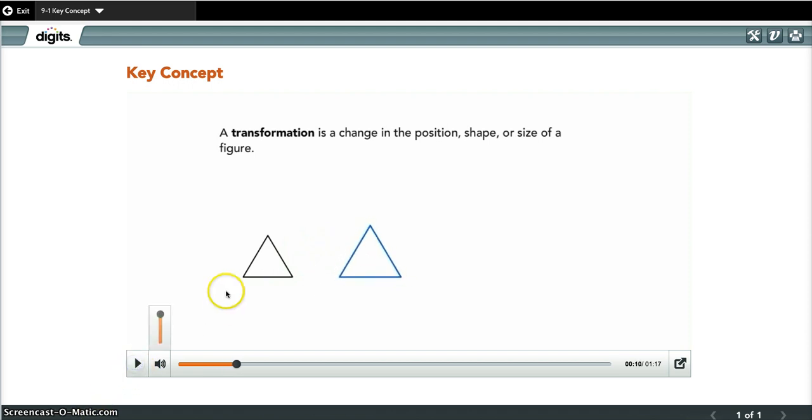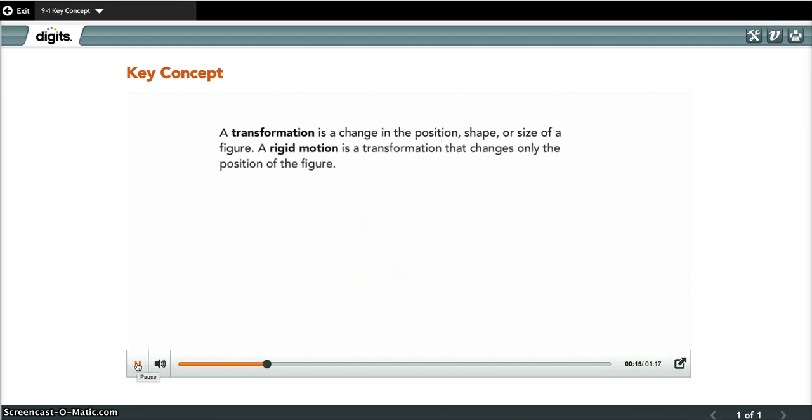So we have this original triangle here, and now we have a new triangle that is larger and in a different position than the first triangle. Here's your next vocabulary term. A rigid motion is a transformation that changes only the position of the figure.